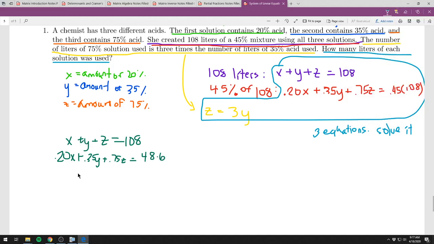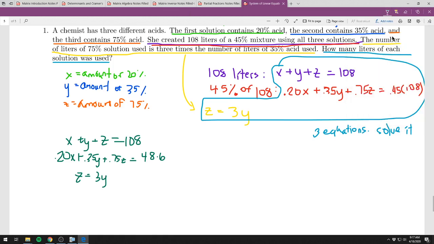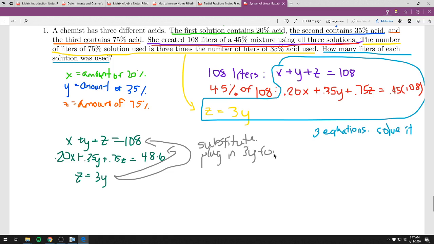And the last one we have is Z equals 3Y. The amount of the 75% used is 3 times the amount of 35% used. What you want to notice about your equations written is substitution is definitely the better thing, because you can substitute Z in as 3Y in the other two equations. We want to plug in 3Y for Z in our first two equations.